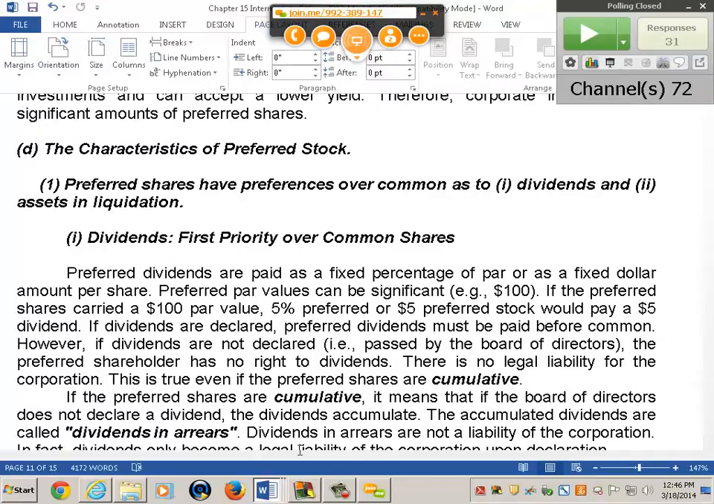Now, what is cumulative preferred stock? Give you an example. If dividends are not declared, dividends are passed by the board of directors, but you've got that contract, a fixed dividend contract that says the par value is 100, the percentage is 5% or $5 per share. Dividends are not declared and they're passed. If the dividends are coming from a cumulative preferred stock, this is known as dividends in arrears.